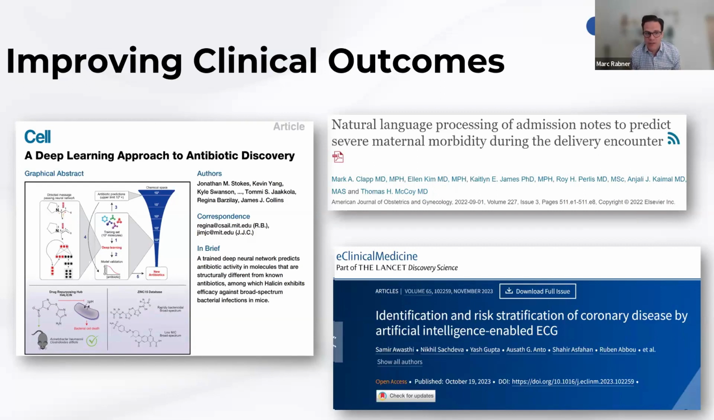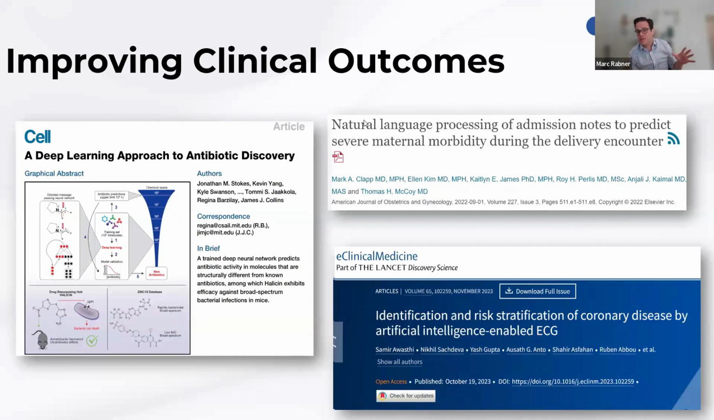Another model on the top right of your screen used natural language processing of admission notes to predict severe maternal morbidity during delivery encounters. And so this used real-time risk stratification with already existing data to predict which patients that presented for delivery were more likely to have severe maternal morbidity, which includes things like needing to go to the ICU, having lots of blood loss, and the top decile score using these already existing notes had 6 times higher risk of maternal morbidity than those at the bottom score.